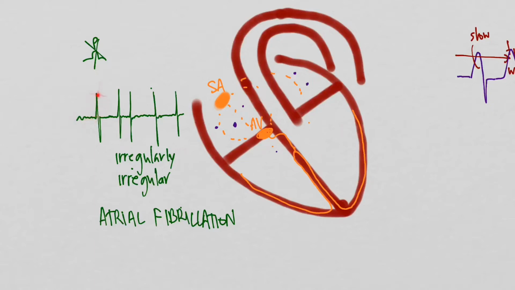So this one takes some time to get here. The other thing is there's no organized depolarization of the atria. That's why you don't have any P waves. You get just a wavy, jumbly little line like that.